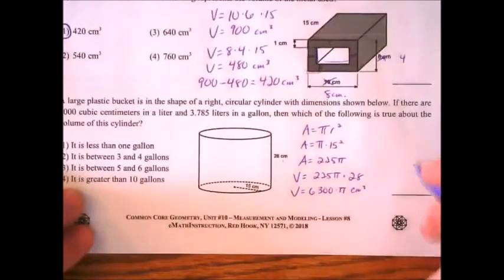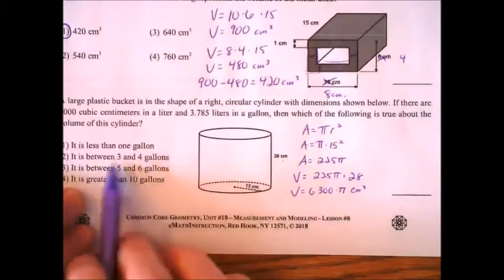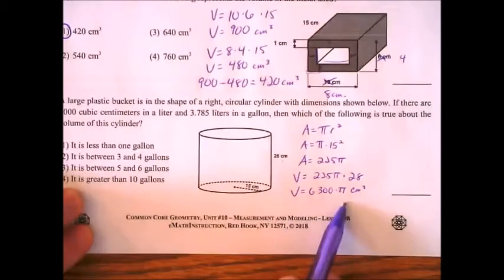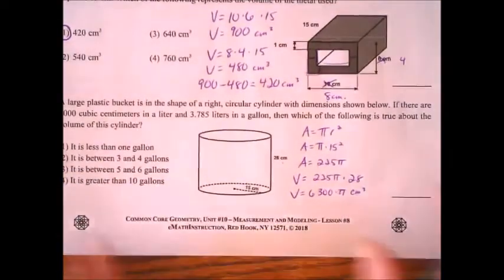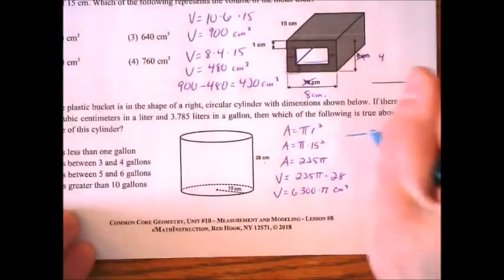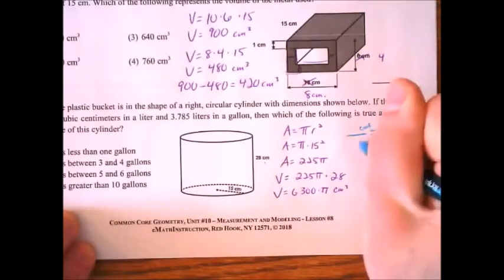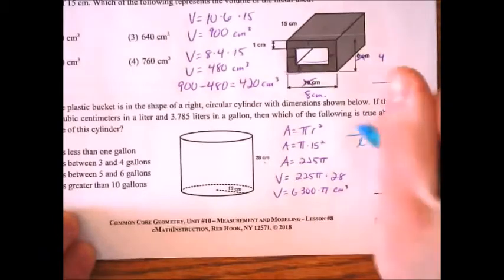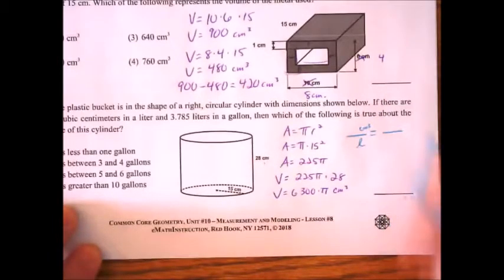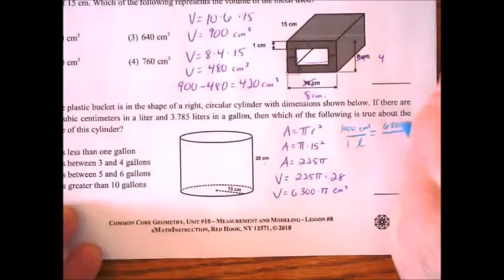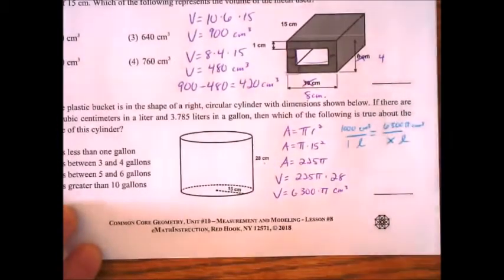So, to change that into gallons, we're going to change cubic centimeters into liters. So we're going to do a couple of proportions. So proportion, line, equal sign, line. We're going to do cubic centimeters to liters. So it tells us in the problem that there are 1,000 cubic centimeters in 1 liter. Well, we have 6,300 pi cubic centimeters, so how many liters? Right?